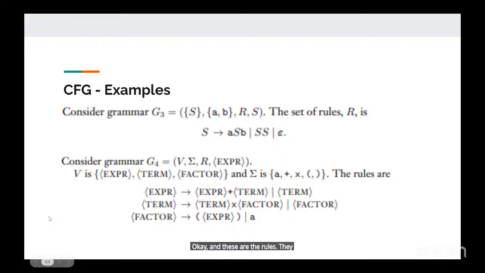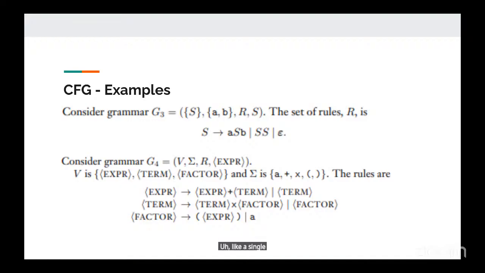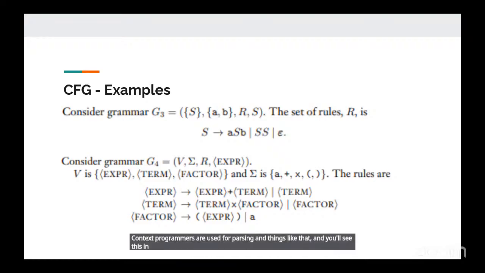They also follow a similar style to this, but now the rules and our variables aren't like a single letter. But the reason why I put this up is just because context-free grammars are used for parsing and things like that, and you'll see this in other courses.